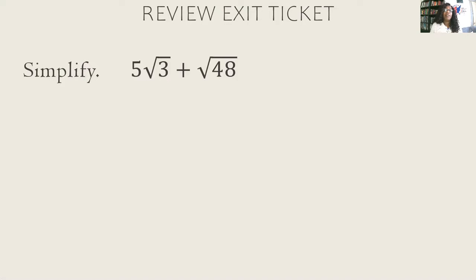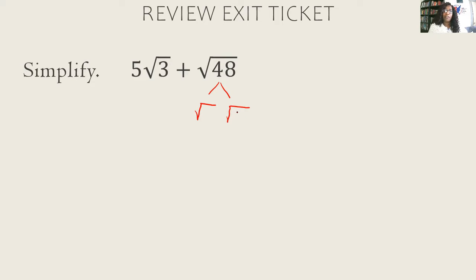So we have 5 times the square root of 3 plus the square root of 48. Remember, in order for us to add or subtract radicals, we have to have a common radical. The radicals have to be exactly the same. Since the square root of 3 is a prime number, we can't touch that. But the square root of 48, we can actually break that bad boy down. So let's see what we can think of for that perfect square combination.